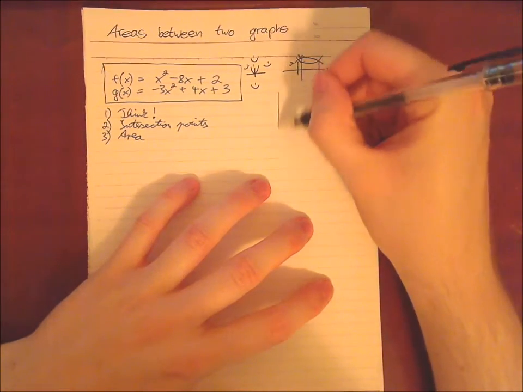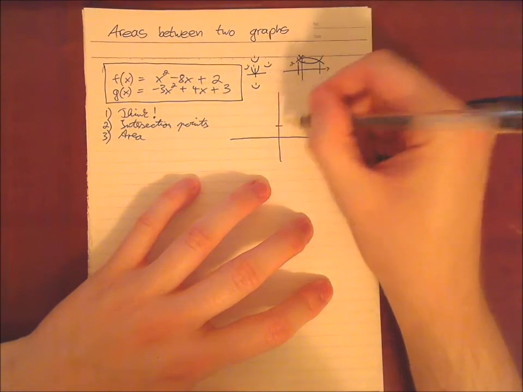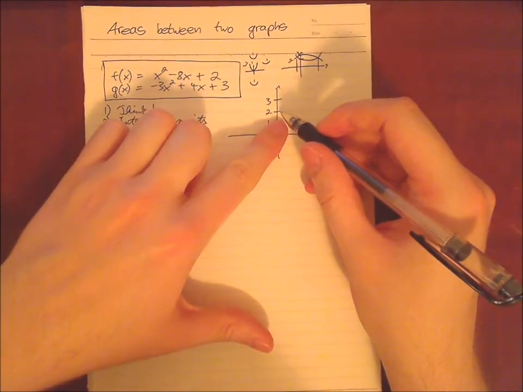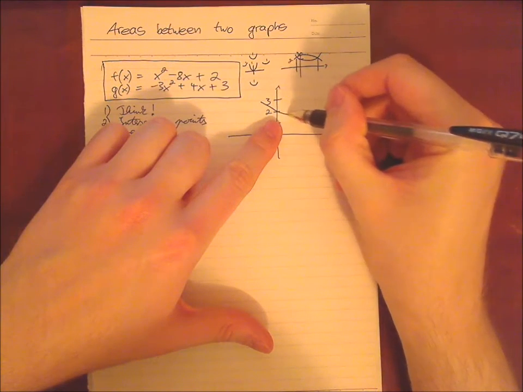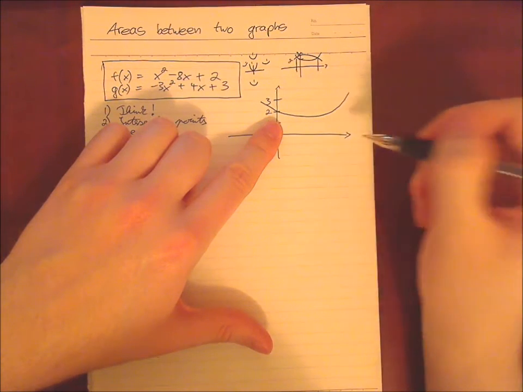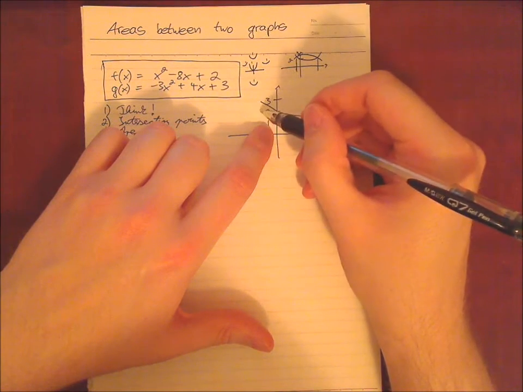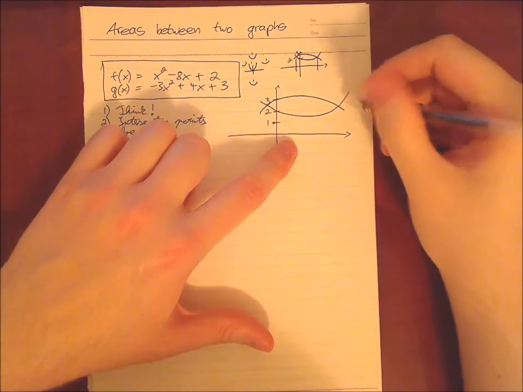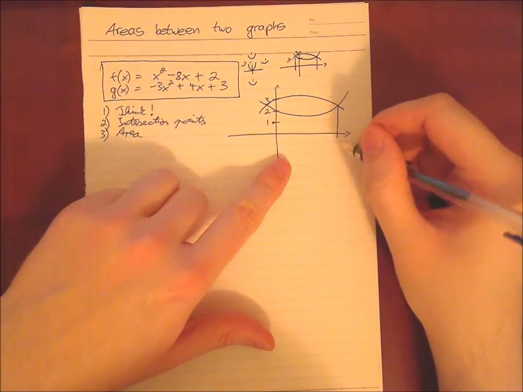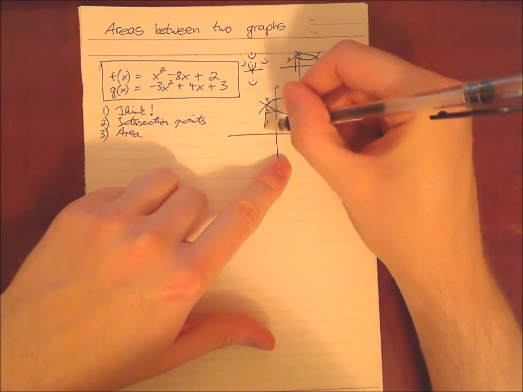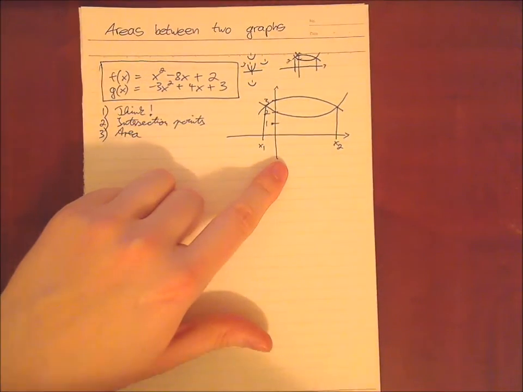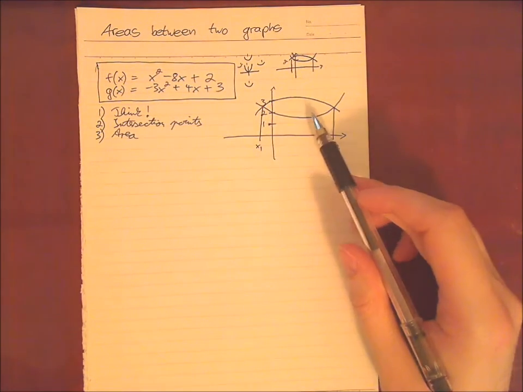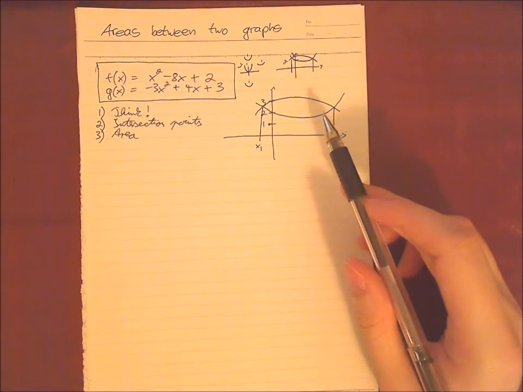So maybe I'm going to make a bigger picture. 1, 2, 3, 1, 2, 3, and we know f is going through here, and this looks like a regular parabola, and the other function g goes through here and is turned upside down, so most probably like this. And this we call x2 in the example, and this we call x1. x2 is the upper limit, x1 the lower limit. And we want to calculate the area which is in between those two graphs.